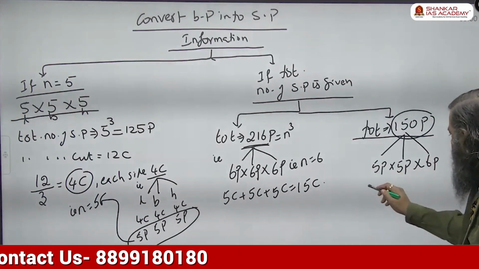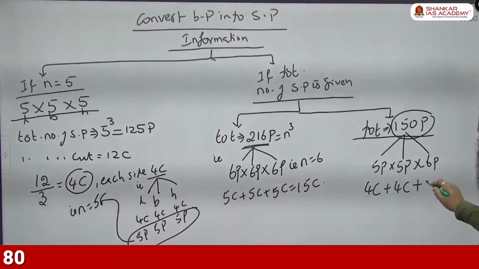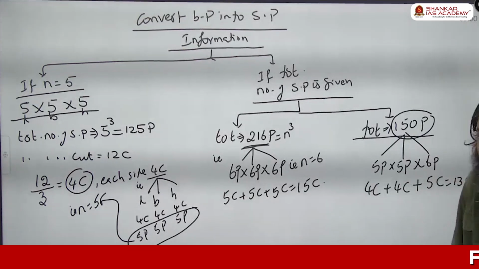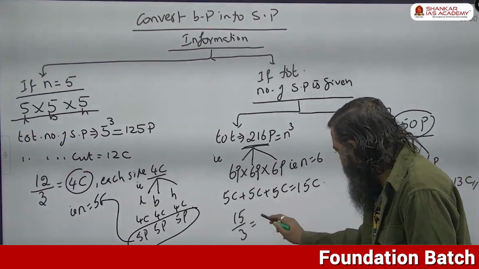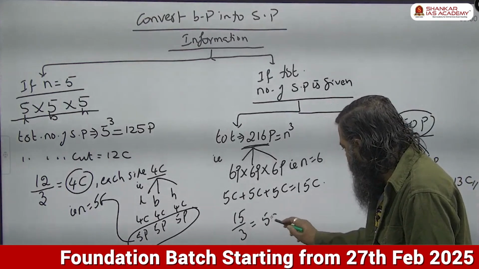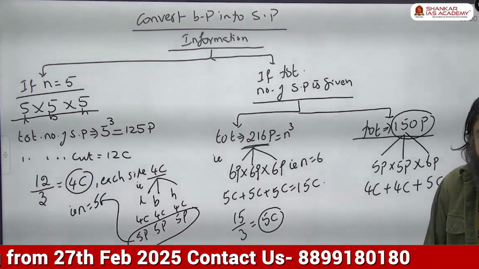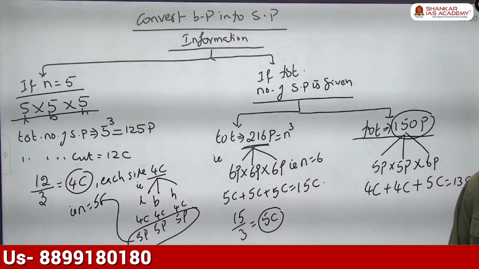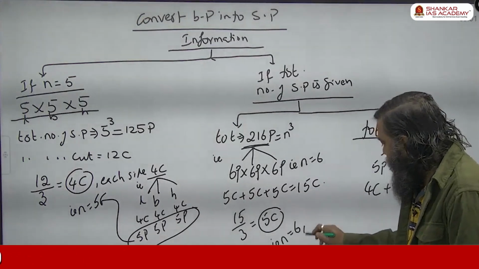5 pieces means how many cuts? 5 pieces means 4 cuts, 6 pieces means 5 cuts, so in total how much? That's 15 cuts. 15 divided by 3, what will you get? What is the meaning of 5 cuts? Each side has 5 cuts: length 5 cuts, breadth 5 cuts, height 5 cuts. So each side has how many pieces? 6 pieces. What is the n value?